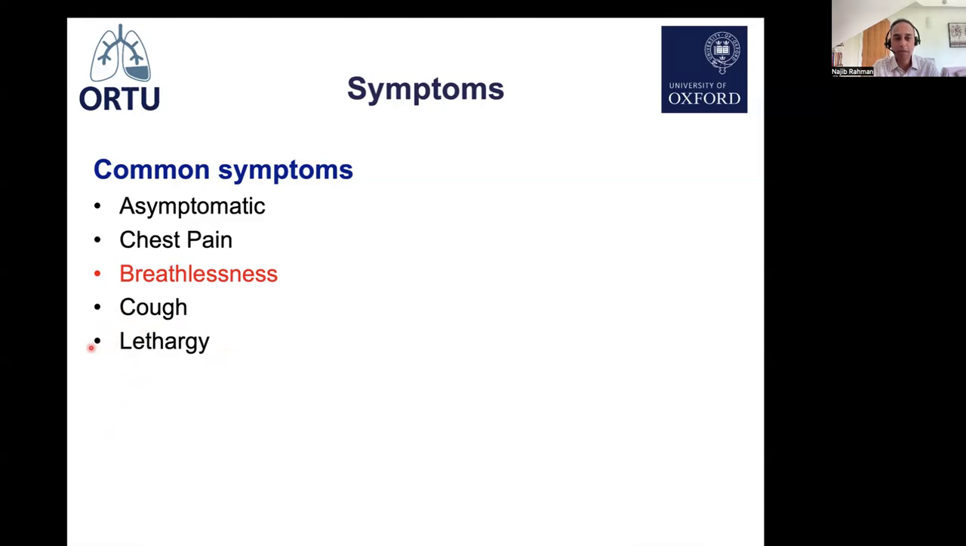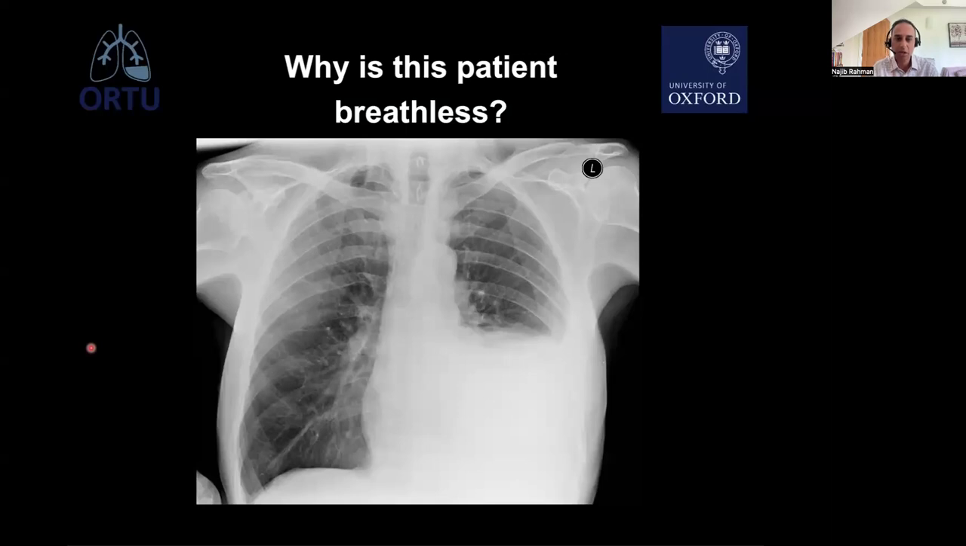So let's talk about breathlessness and dyspnea. And I guess this is the question. Here is a patient with an obvious large left-sided pleural effusion. It has a meniscus. We have homogeneous shadowing just here. The question then is, why is this patient breathless? Of course, they're breathless because they have a large effusion, but what is the mechanism of their breathlessness?